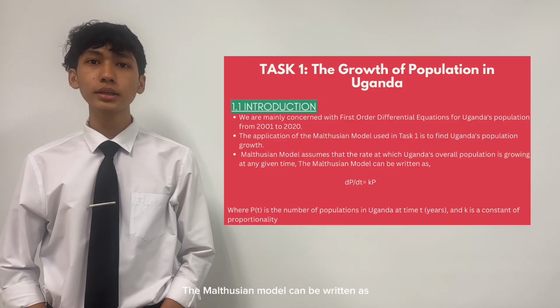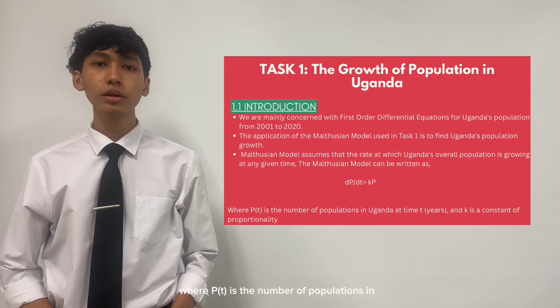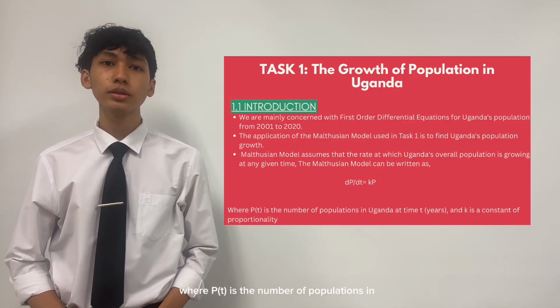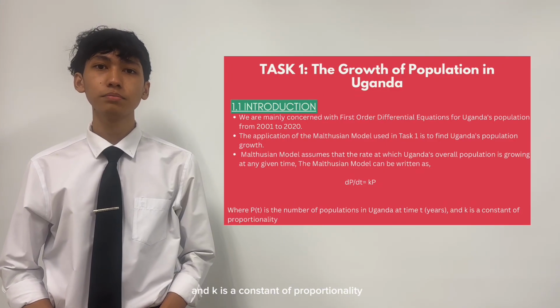The multi-region model can be written as dP over dt equal to kP, where P of t is the number of populations in Uganda at time t years and k is a constant of proportionality.